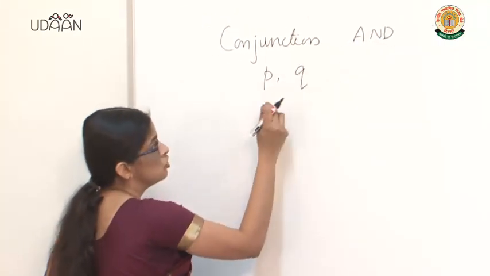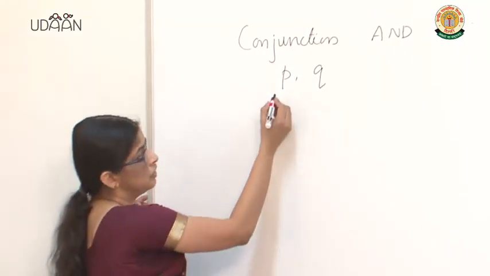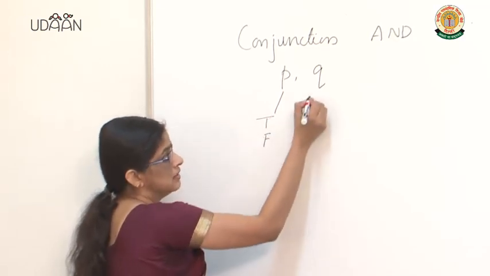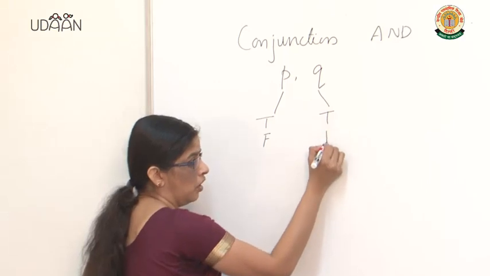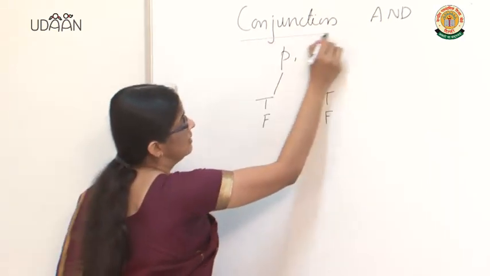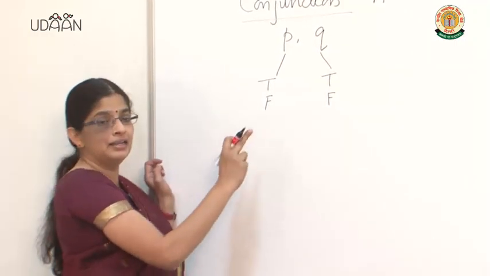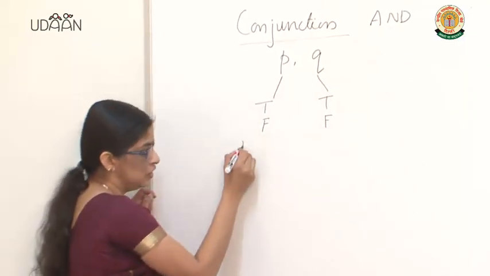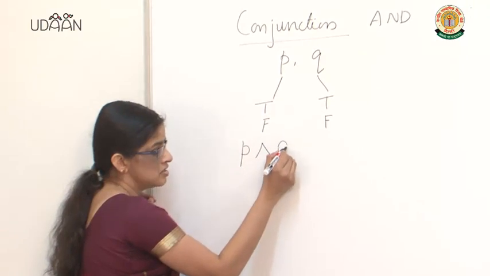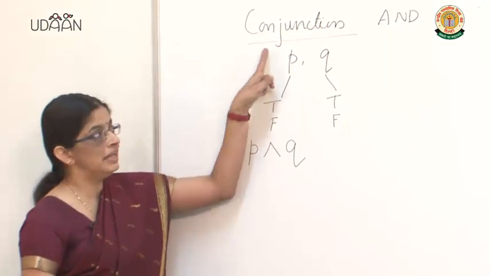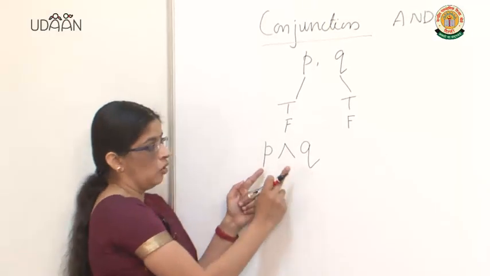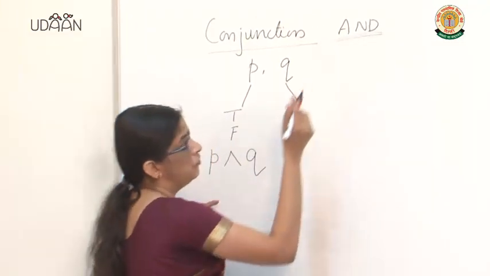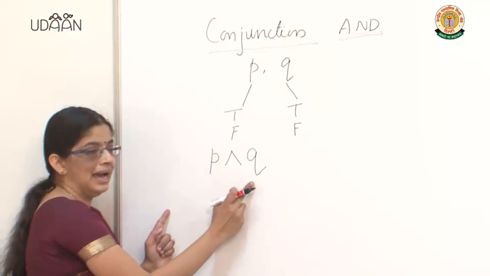Let P and Q be two simple statements. Tell me, what are the truth values P can take? P can be either true or false. Similarly, Q can be either true or false. A conjunction is the compound statement obtained by joining these two simple statements by the connective AND. It is usually denoted by P and Q. So, conjunction is a compound statement obtained when you connect them by this logical connective, and we denote it by P and Q.